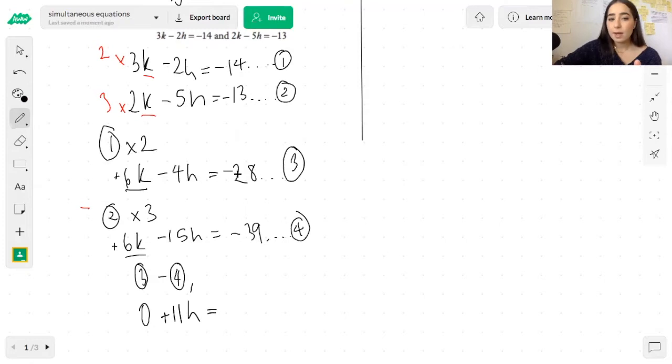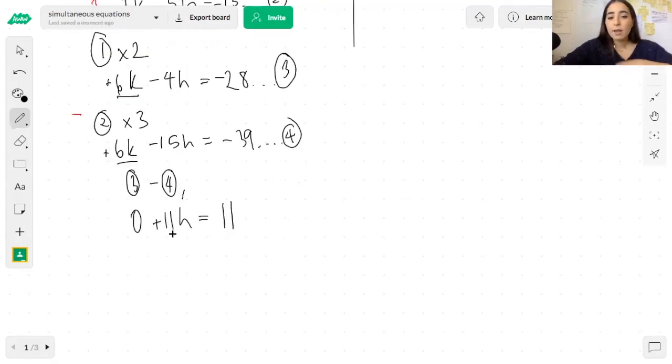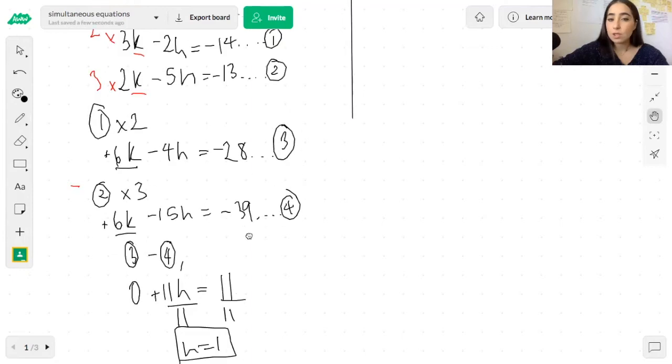And then on the right-hand side, we have negative 28 minus 39. The minus and minus cancel to give you a positive, and so you have negative 28 plus 39, which gives you 11. So then it's 11 on the right-hand side. Finally, we divide both sides by 11 to get h equals 1. So there's the value of h. The last thing we need to do is find the value of k. So we can sub in this value of h into either of those initial equations.